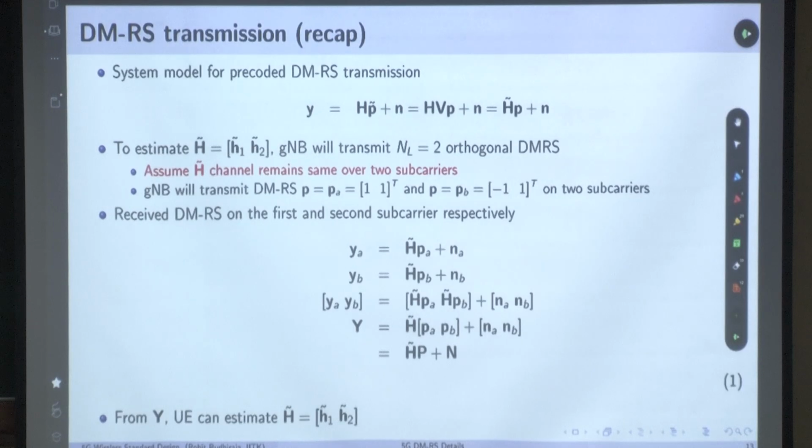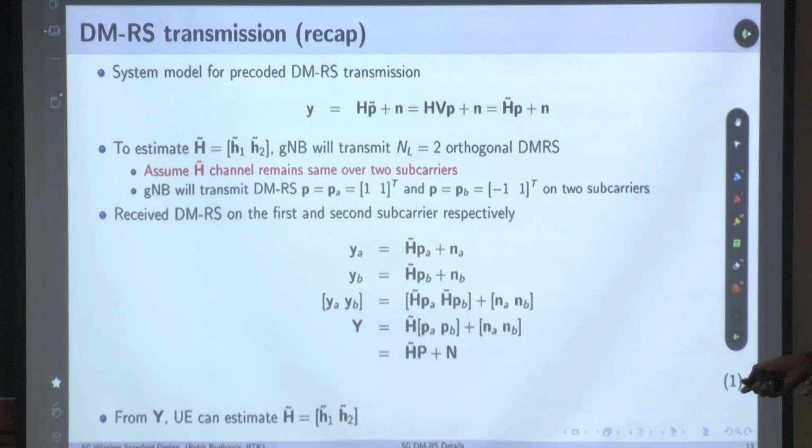I gave you a thought exercise also, wherein if p is not orthogonal but linearly independent, then how will this channel estimation work? And we saw that it will not be that simple. You can still recover the channel, I am not saying that you cannot, but it will not be that simple.